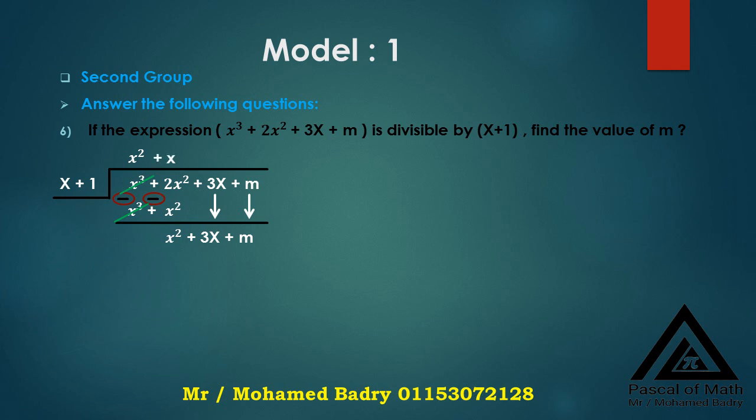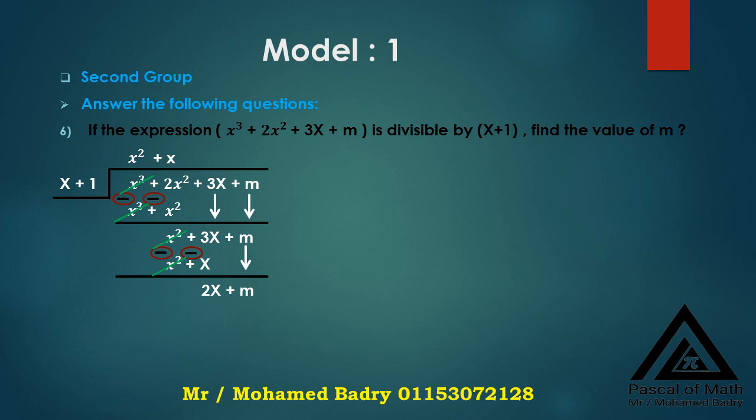Make this step again. First step, divide. X power 2 divided by x equals x. Second step, multiply. X times x equals x power 2, and x times 1 equals x. Okay. Third step, minus. X power 2 cancel each other. 3x minus x equals 2x. Fourth step, bring down m.